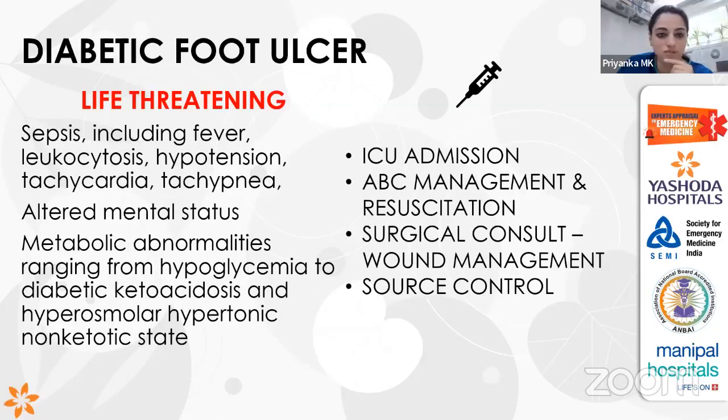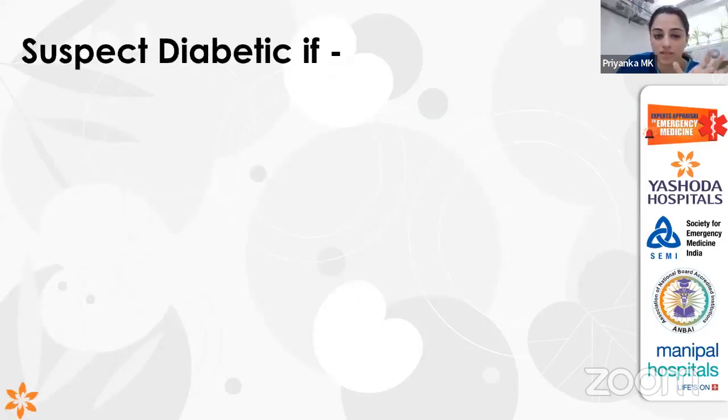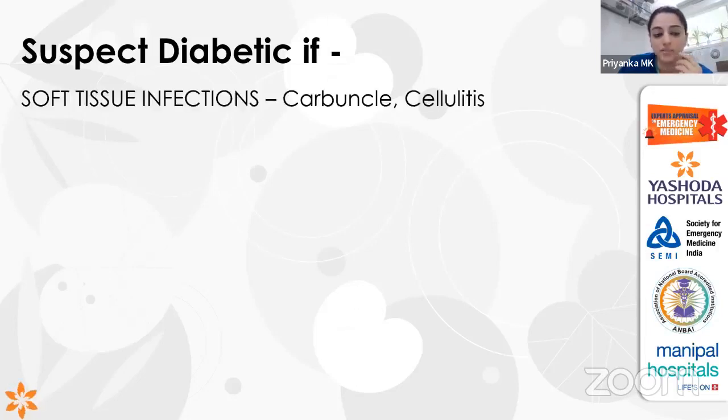surgical consult for active wound management and source control. Now, in a non-diabetic adult who comes to you with an emergency, I would like to evaluate for the presence of diabetes with maybe HbA1c if I see the patient having soft tissue infections like carbuncles, cellulitis, or non-healing ulcers and coming to the ER with recurrent infections.